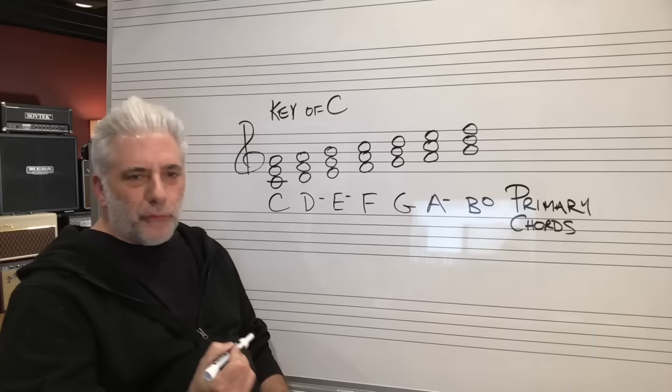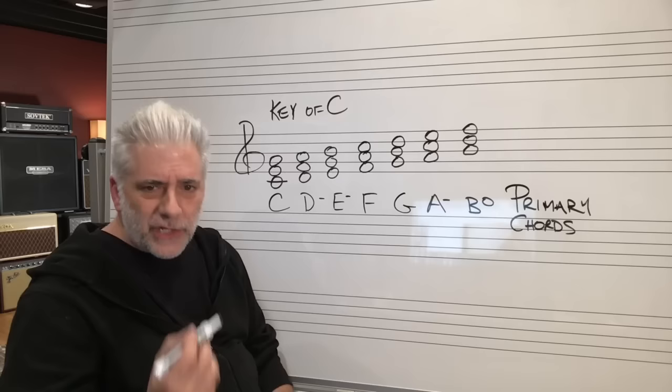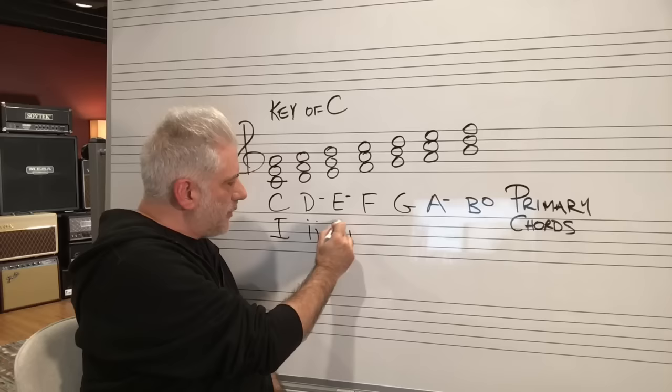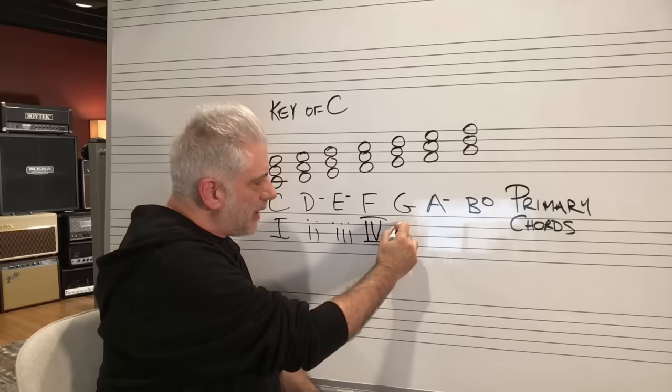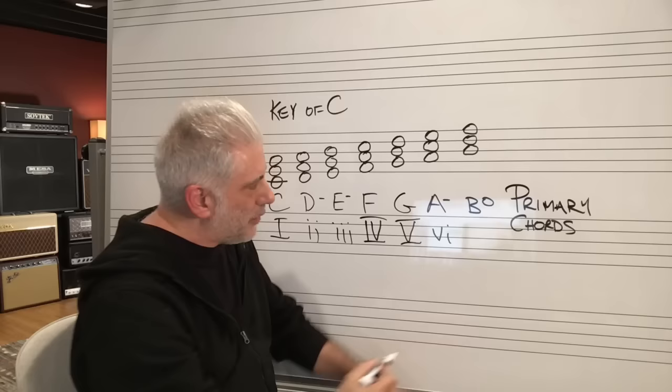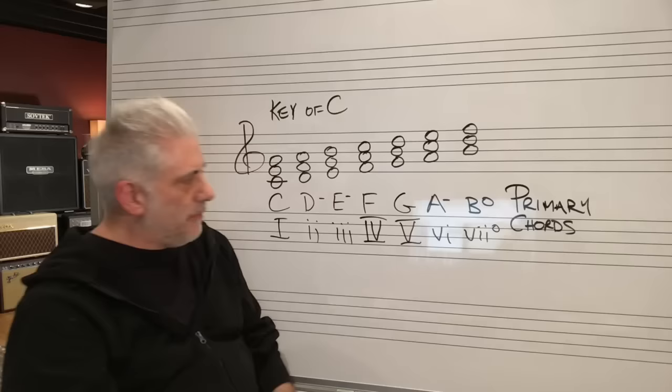So we use this thing called Roman numeral analysis, and in Nashville, they call it the Nashville numbering system. These are the numbers of the chords, okay? They use uppercase Roman numerals to indicate a major chord, lowercase Roman numerals to indicate a minor chord, and here on the seventh, it's minor plus we make it diminished, okay? Those are the primary chords in the key of C.